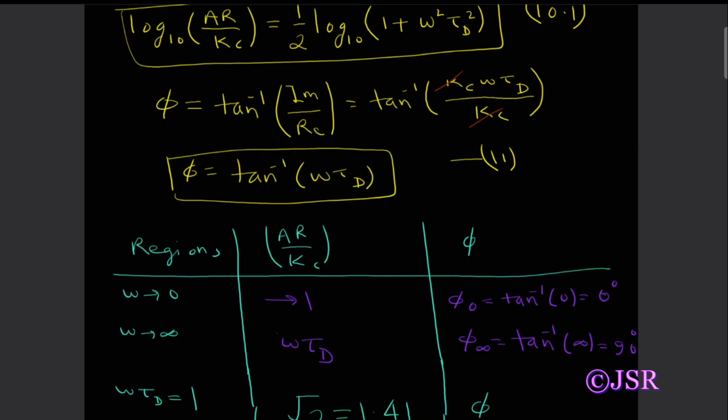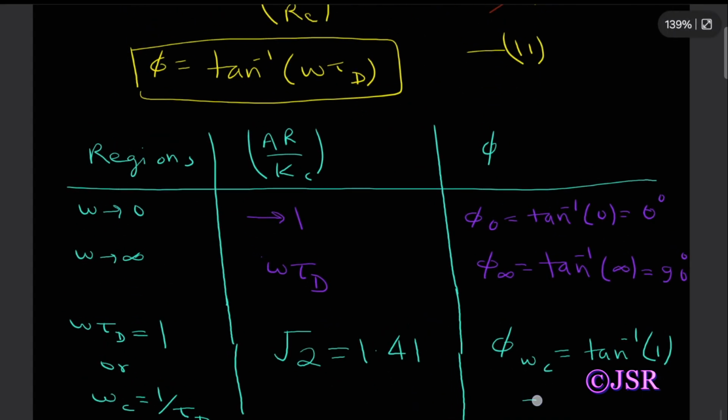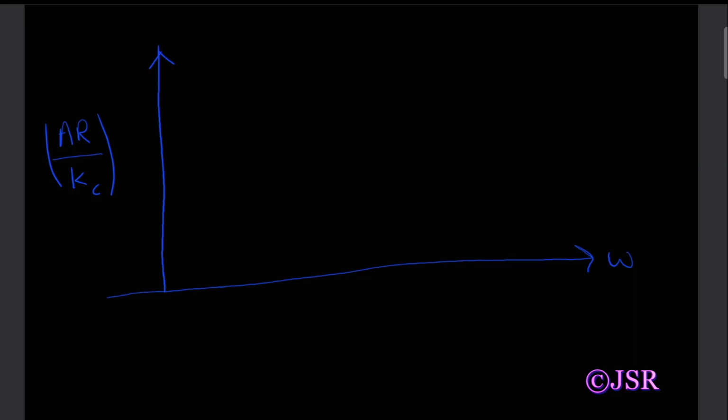at this point, at the corner frequency, can be written as tan inverse 1. So this will be 45 degree. So using this information we can draw the Bode diagram for PD controller. So now let's draw the Bode diagram for PD controller.